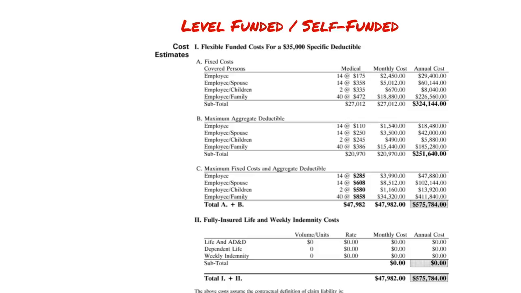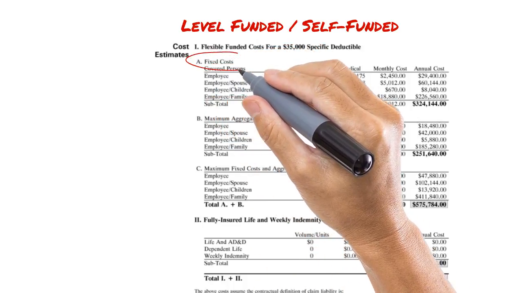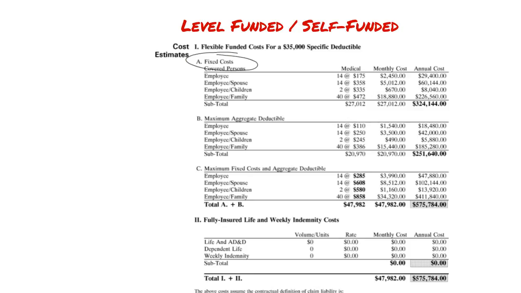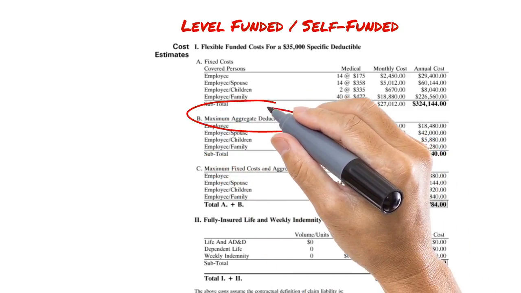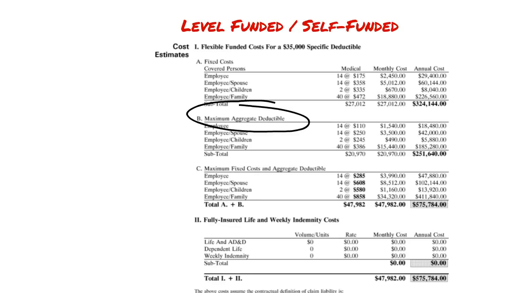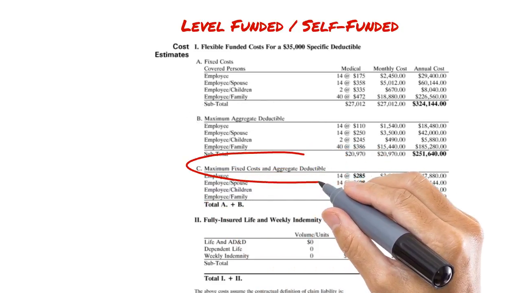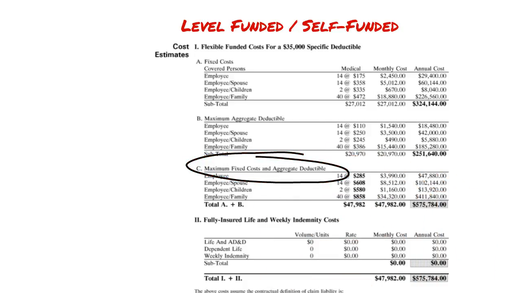As you can see on this proposal, it's broken up into three separate line items. Line A is the fixed cost. The fixed cost is the cost of the insurance itself, administrative costs, and so on. Line B is your aggregate deductible, otherwise known as the maximum aggregate deductible. Line C is the combination of your fixed cost and your aggregate deductible combined.